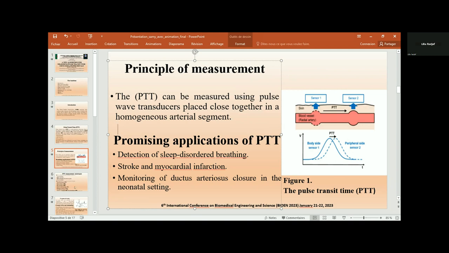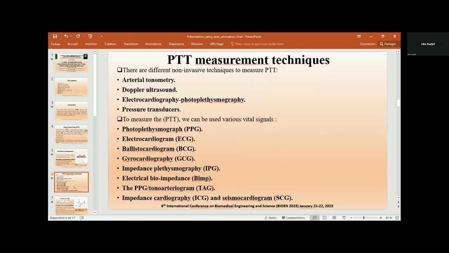PTT measurement techniques. There are different non-invasive techniques to measure PTT, for example, arterial tonometry, Doppler ultrasound, electrocardiography, photoplethysmography, and pulse transducers. To measure the PTT, we can use various vital signals such as photoplethysmogram, electrocardiogram, ballistocardiogram, gyrocardiography, impedance plethysmography, electrical bioimpedance, impedance cardiography, and seismocardiogram.